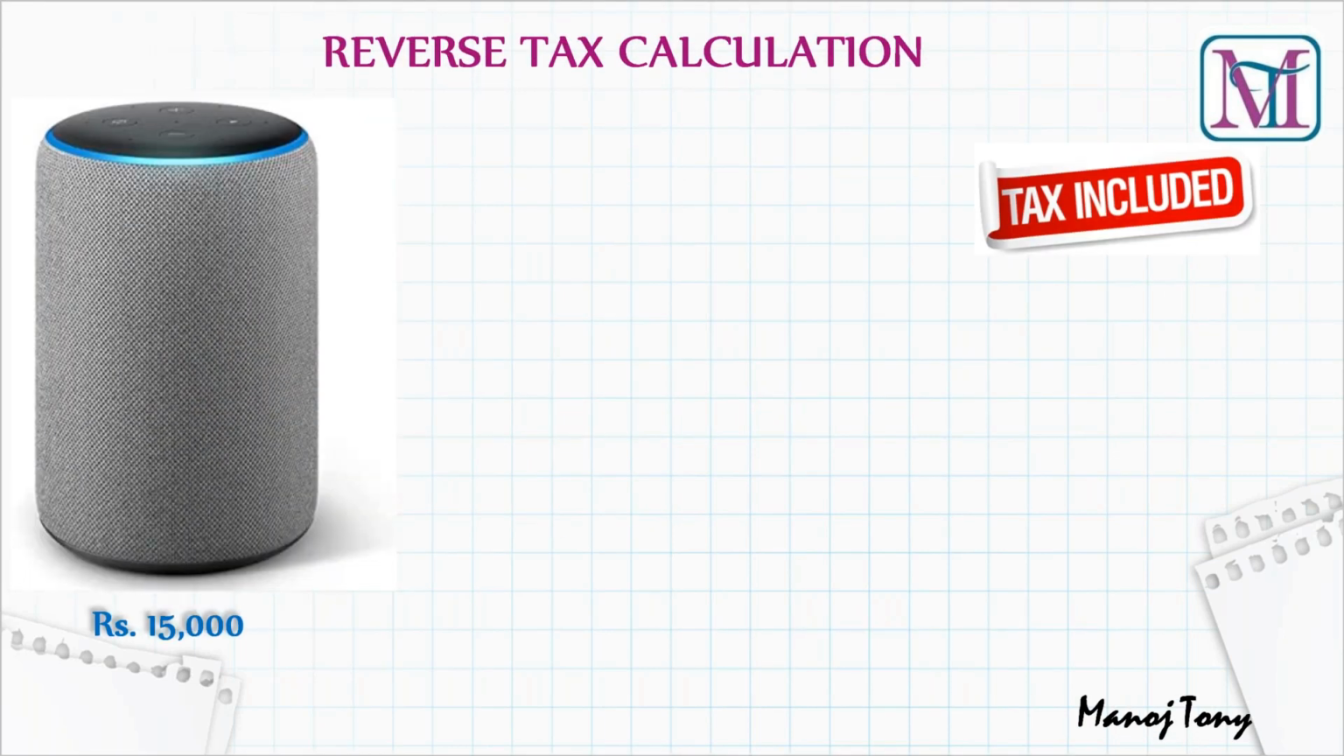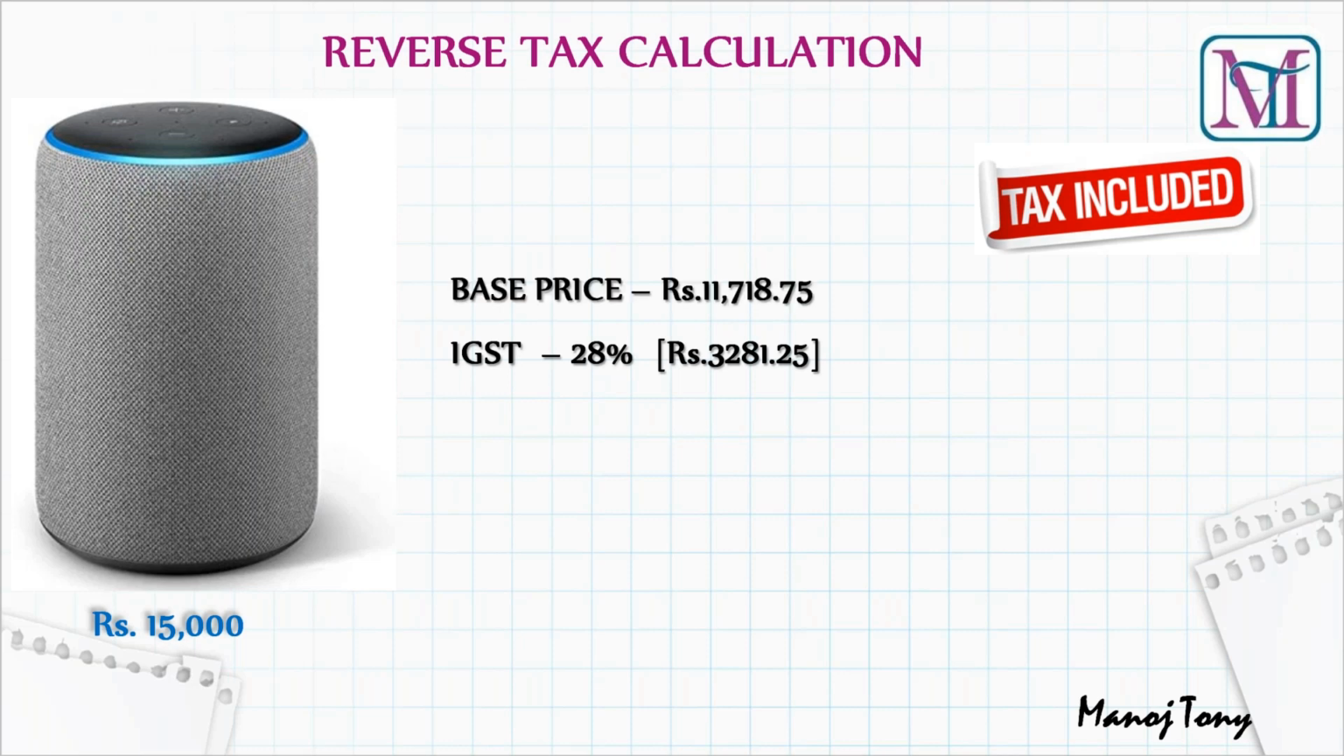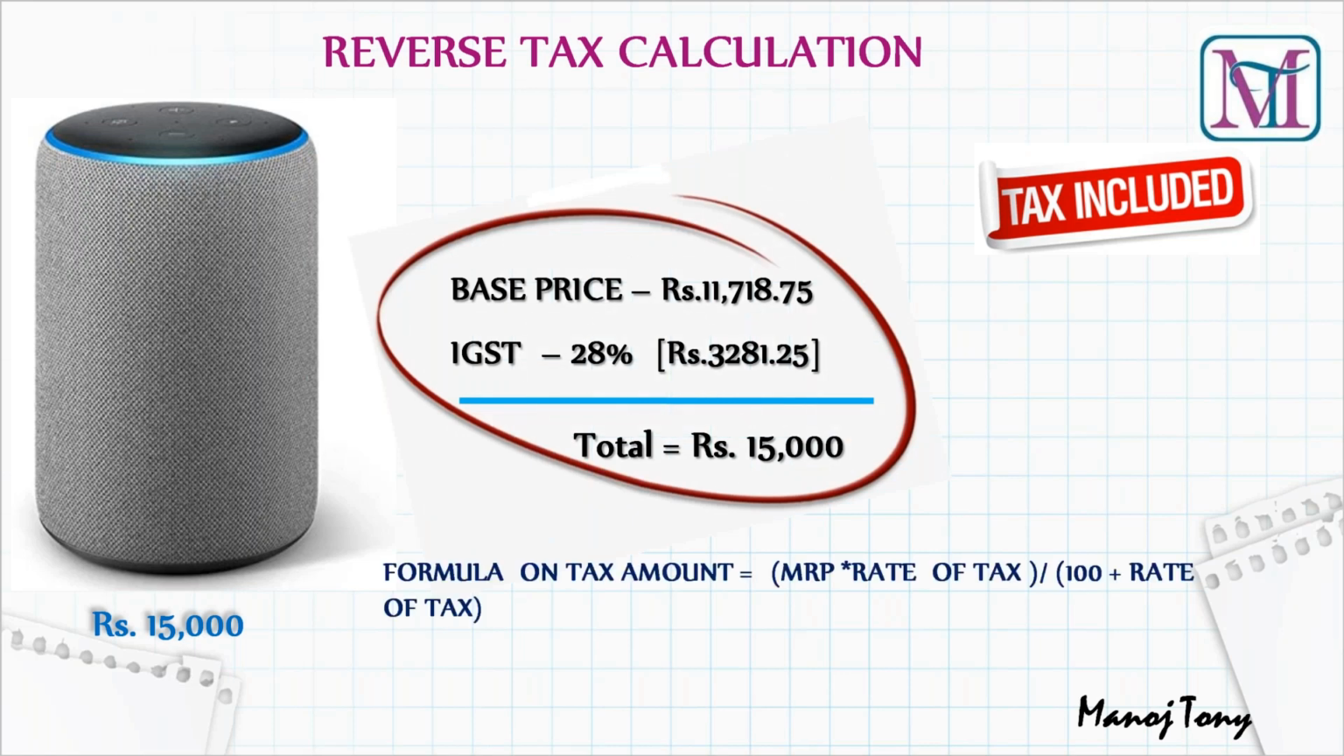Now this is one more scenario, that is a speaker, and the base MRP, maximum retail price, for this speaker is 15,000. So when I create the sales order, first the system will calculate your tax amount at 28%, and the value will be 3,281.25. Then your base amount will be 11,718.75 rupees. So here total amount will be 15,000. This is the calculation rule.